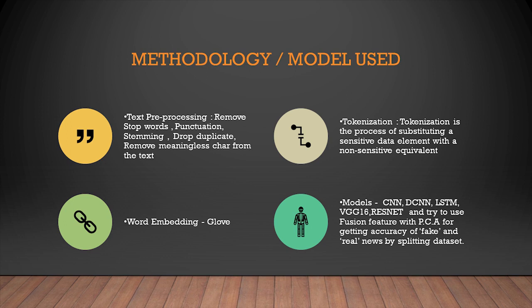In this particular scenario, we have used GloVe word embedding because it gives better results, as it creates a co-occurrence matrix by establishing a relationship between two words in the corpus. That is, how many times word i occurs in the context of word j. The deep learning techniques or models which we have used are CNN, LSTM, and pre-trained models like VGG16 and ResNet50 for image data to detect fake images.